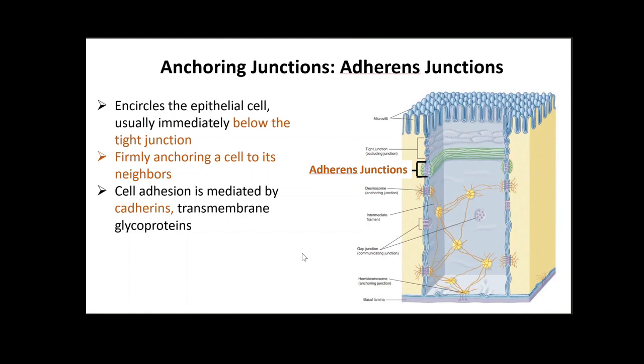The adherent junction is another type of junction below the tight junction. The first one is the tight junction, followed by the adherent junction. They anchor the cells to the neighbor. This one holds the cells together really tight. The other one was really sealing the area, but this one is grabbing the other cell really tight. It is mediated by what we call cadherin, a transmembrane glycoprotein that we describe next slide.